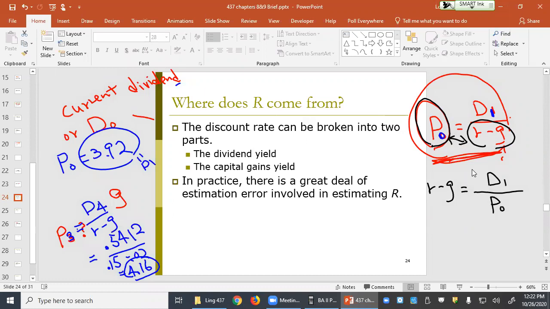Now, next step to solve for the R, we need to get rid of the negative G, right? So we'll have to move it to the other side. To move it, we will add G to both sides. So R equals D1 divided by P0 plus G.